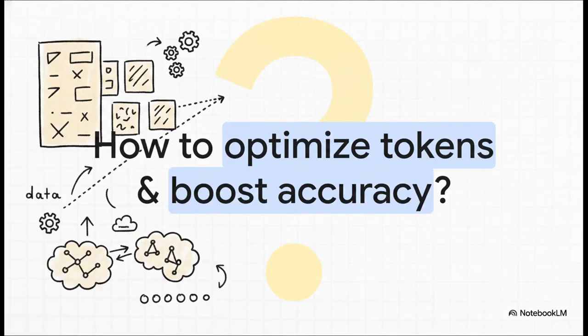Right out of the gate, we've got to tackle the ultimate question. It's literally the exact challenge every single AI developer is wrestling with right now. How on earth do you optimize your LLM token usage but actually boost accuracy at the same time? Sounds like a paradox, right? Usually you trade one for the other. But the secret sauce, it's all about how you slice up that data before the AI ever even sees it.